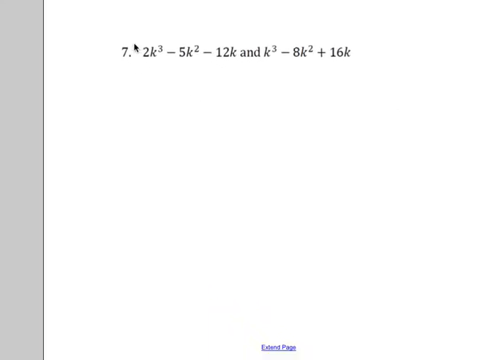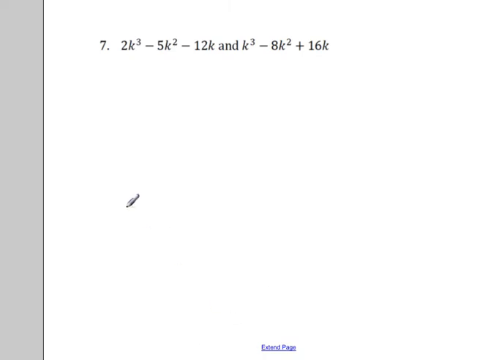Here's example 7. So in this case, I would factor out a k from the first polynomial. So I would have 2k squared minus 5k minus 12. Oh, this should be 2k squared, my bad. Now I can either use factoring by grouping or I can do guess and check. So I'm going to start with guess and check.